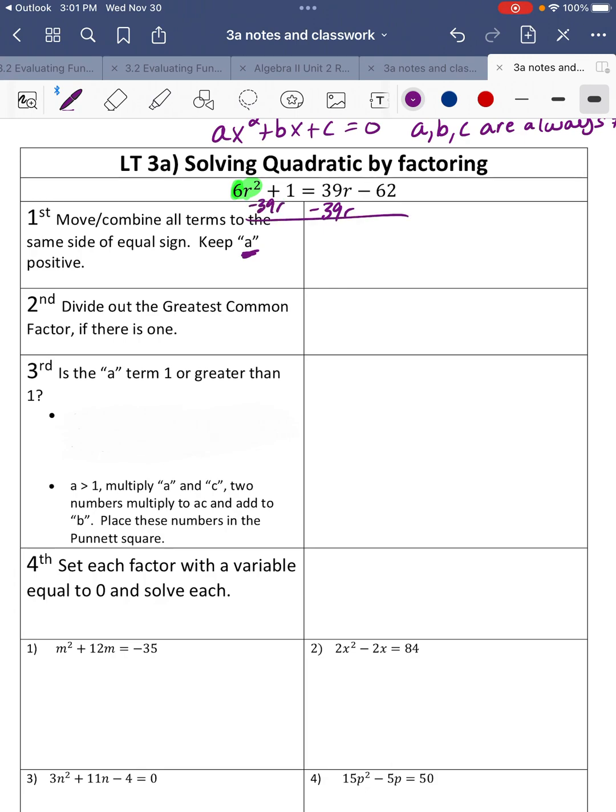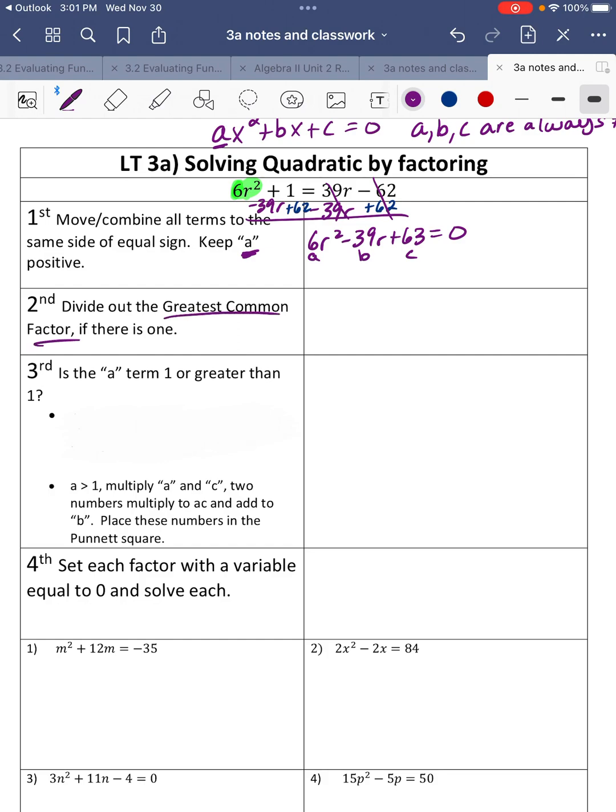I'm going to rewrite this. So it's 6r squared minus 39r. They are not like terms. And then I'm also going to actually just add the 62 right away. The 1 and the 62 are like terms. So I'm going to have plus 63 equals 0. The A is going to be 6, the B is negative 39, and the C is 63. And that is in standard form.